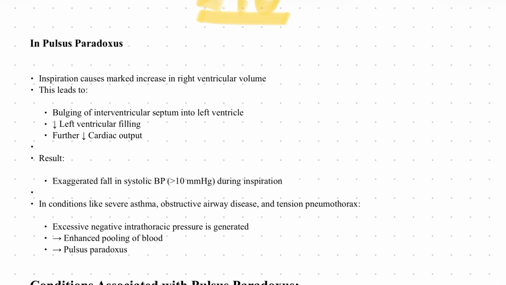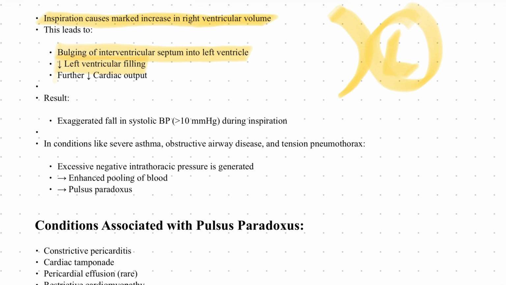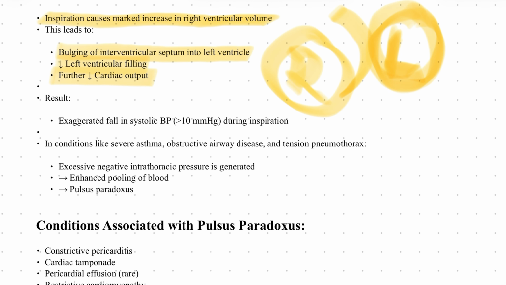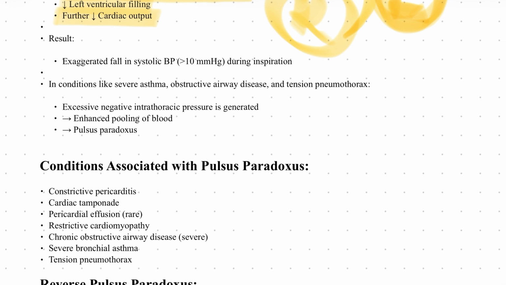Then coming to Pulsus paradoxus, what happens? Inspiration causes a marked increase in right ventricular volume. This leads to bulging of the interventricular septum into the left ventricle. So the right side will bulge into the left portion of the ventricle, which leads to decreased ventricular filling. Further, cardiac output will be reduced. Venous return is decided by the right side of the heart, right? And cardiac output is decided by the left side of the heart. So tell me, which part of the heart is related to systemic circulation, and which to venous circulation?